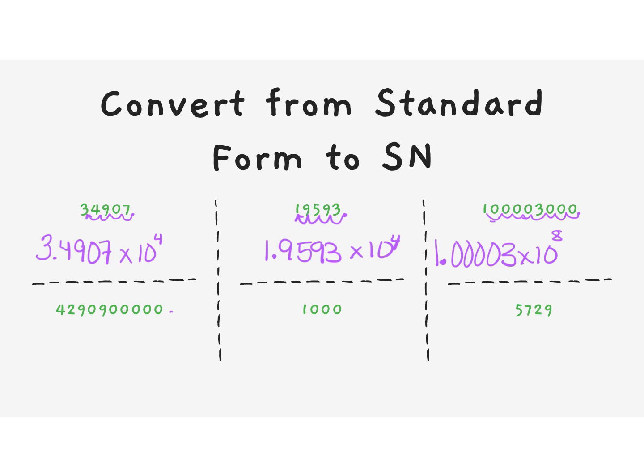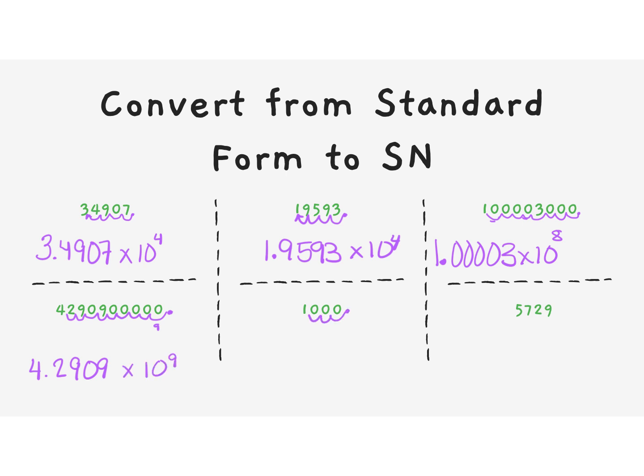All right, moving on. 1, 2, 3, 4, 5, 6, 7, 8, 9. I'm going to write that down right there. So that becomes 4.2909 times 10 to the power of 9.